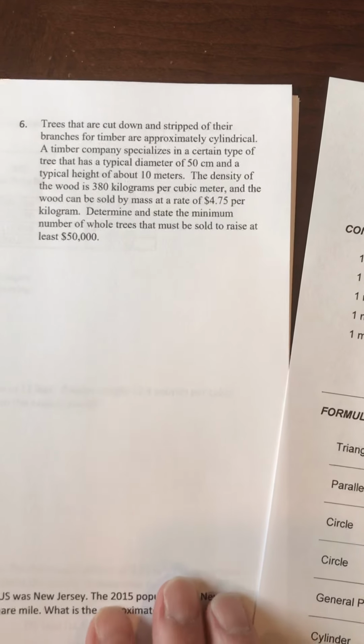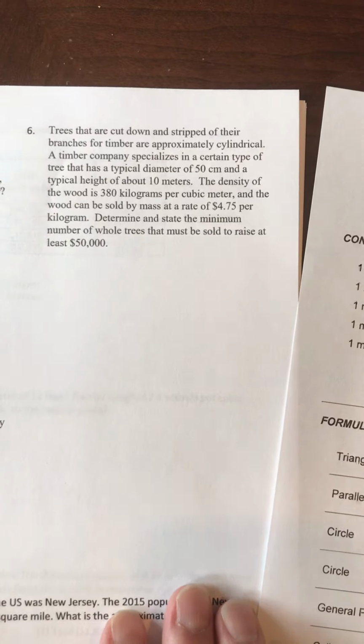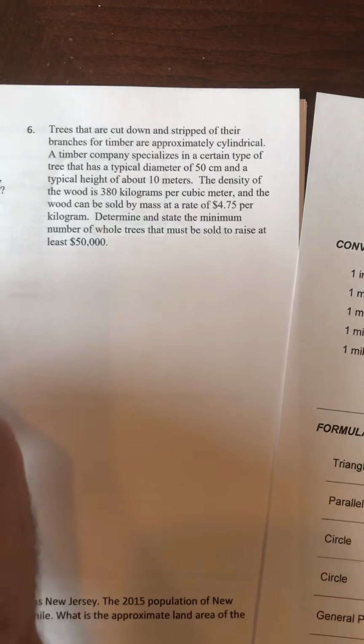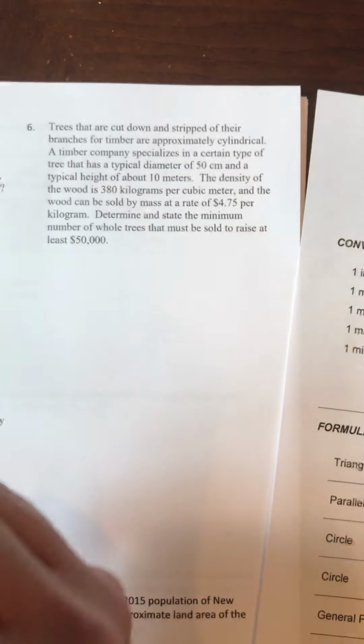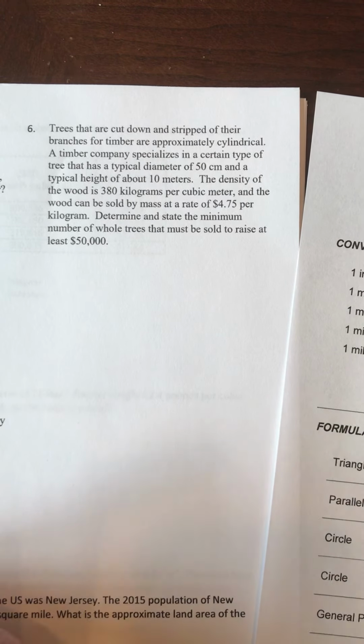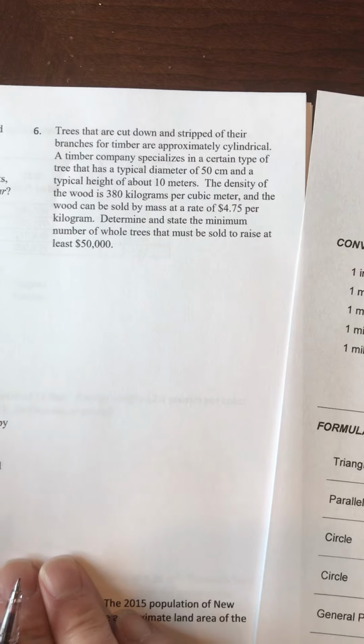All right, guys, we're going to do question number 6, and then I'm going to have you try 5 and 7. But now I look at it, and the numbers are off. It should be 5, 6, 7, and then the one with the population density, number 8. All right, there we go.